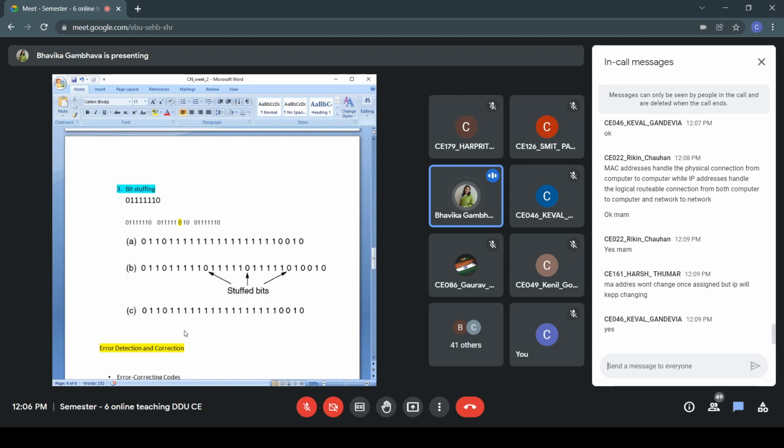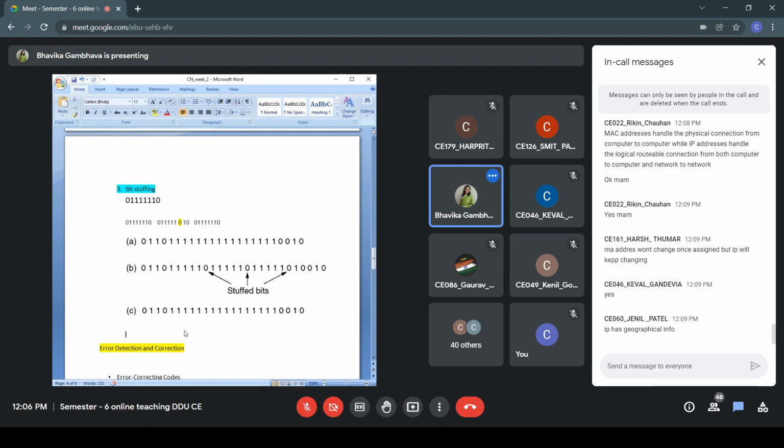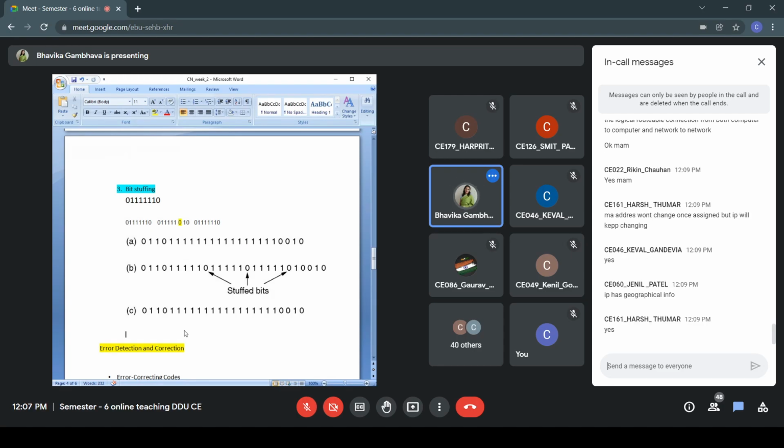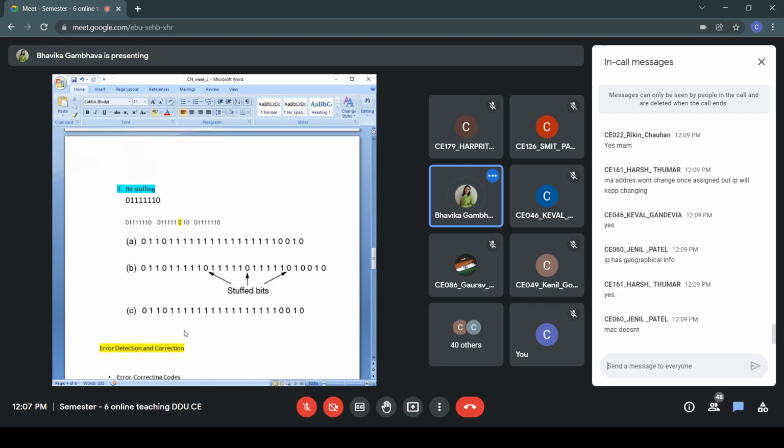Yes, IP will keep changing. That is true. Then let us have only MAC address, Harsh. MAC address will not change. Harsh, can we just have MAC address then? So that is so channel. If it has geographical information, then what?